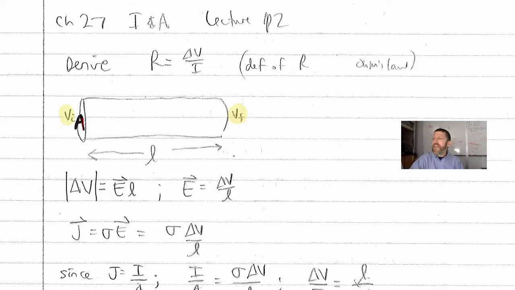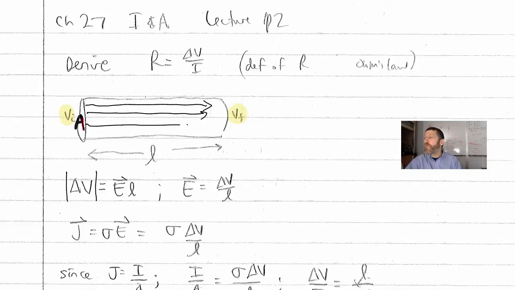So it is EL. This only works for what kind of a field? Uniform field, which is what is in here like this. There is a uniform field inside this. And again, fields can exist inside conductors as long as they're not in electrostatic equilibrium. So the electric field strength is delta V over L. Again, this is the magnitude.